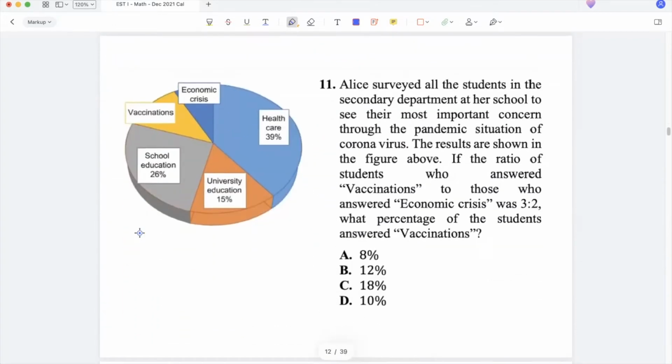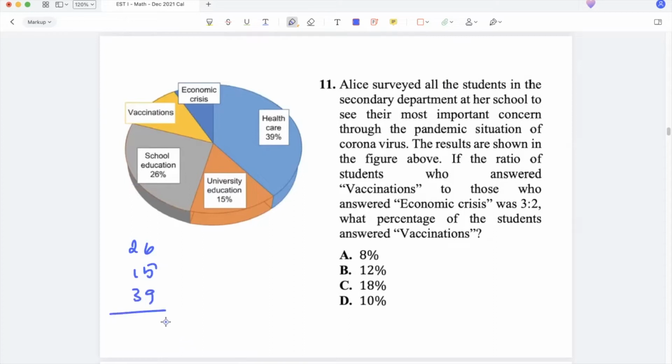Alice surveyed all the students in the secondary department at her school to see their most important concern through the pandemic situation of coronavirus. The results are shown in the figure above. If the ratio of students who answered vaccination to those who answered economic was 3:2, what percentage of the students answered vaccination? Okay, so 26, 15, and 39.